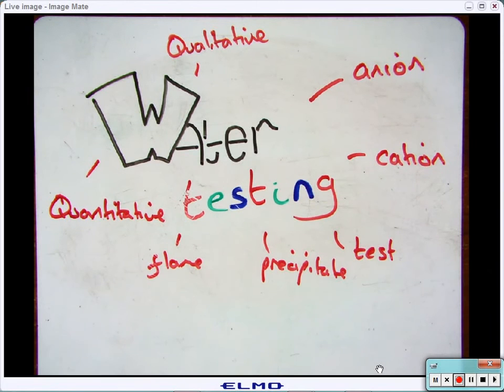This video is going to have a look at water testing. By the end of it, you will be able to tell me what the difference between qualitative and quantitative analysis is. You'll be able to tell me why we need to test for anions and cations and the different tests that we can possibly do.